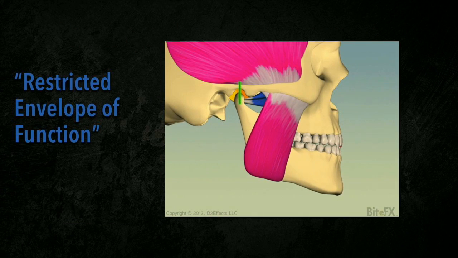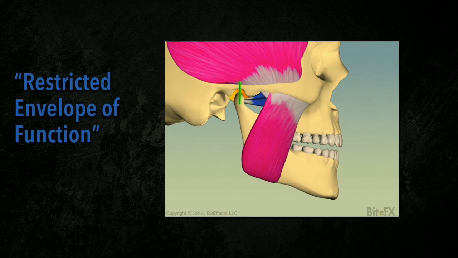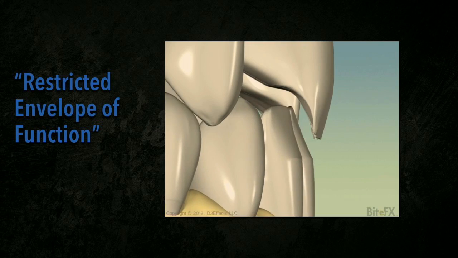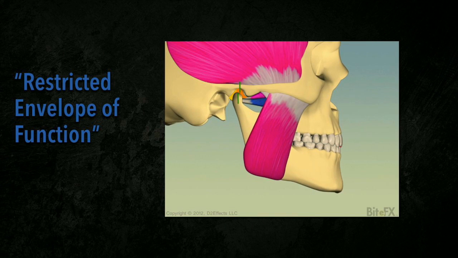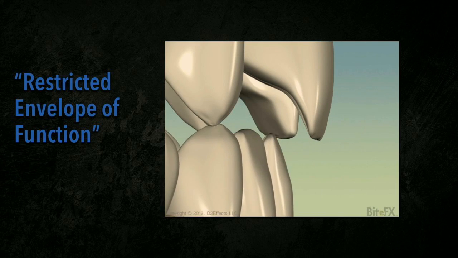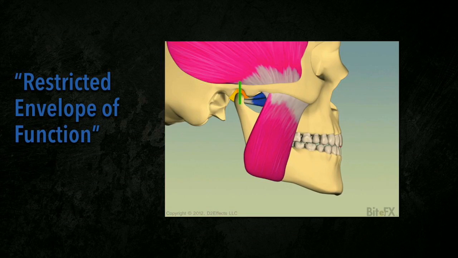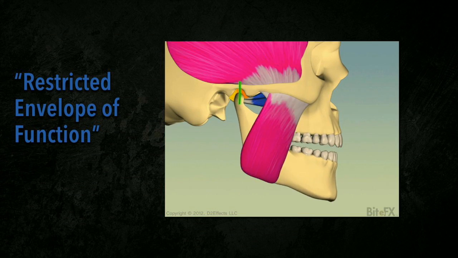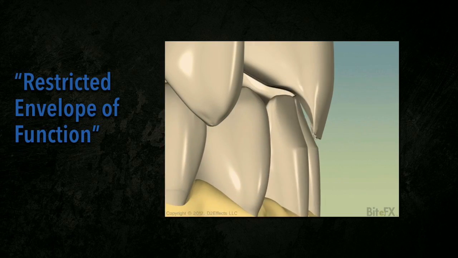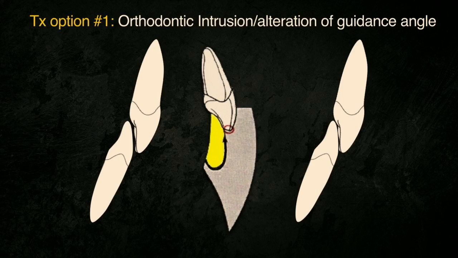When we have a restricted envelope of function, the lingual contour of the upper is in the way of how that lower incisor travels.